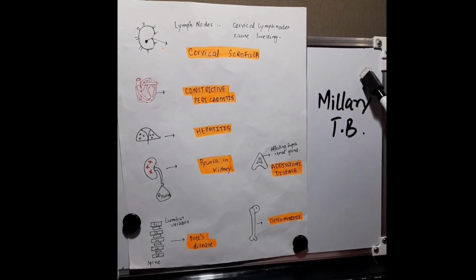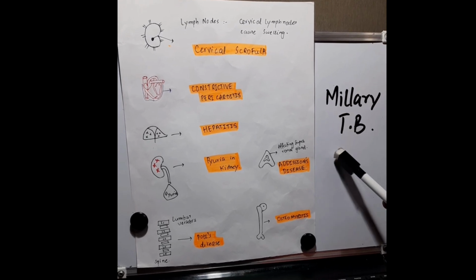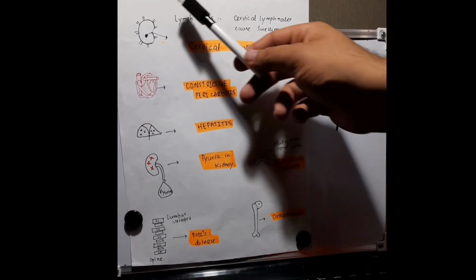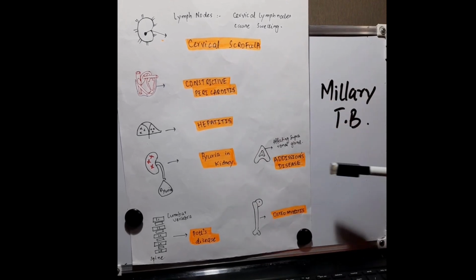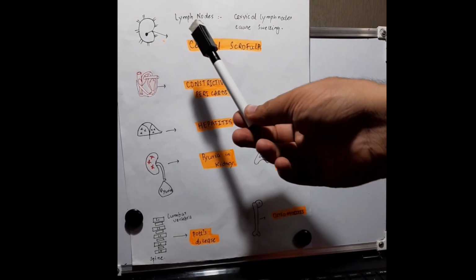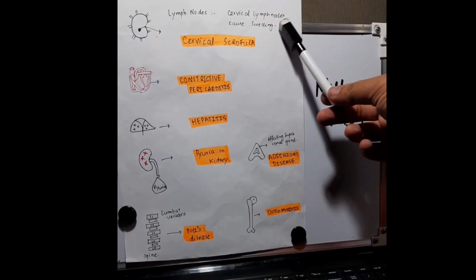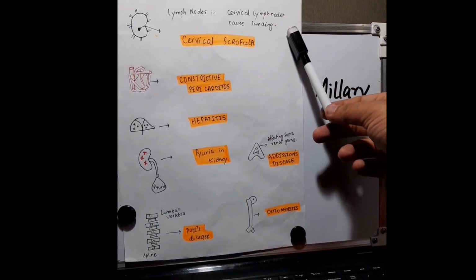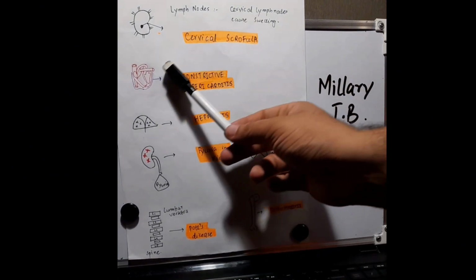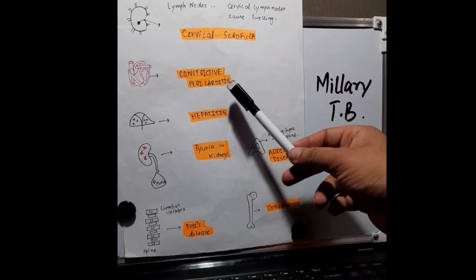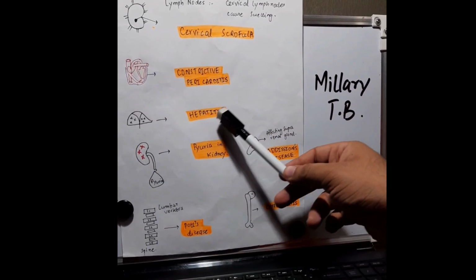Miliary TB. What is miliary TB? It is when the tuberculous infection starts spreading hematogenously to other organs. Now we will see which organs or systems it can affect. When the infection goes to the lymph nodes, it can cause cervical lymphadenitis, the swelling of the lymph nodes, also called cervical scrofula. When it goes to the heart, it can cause constrictive pericarditis. It can go to the liver and cause hepatitis also.